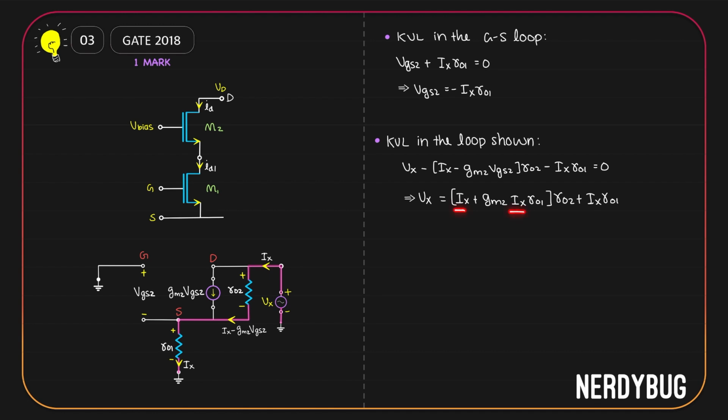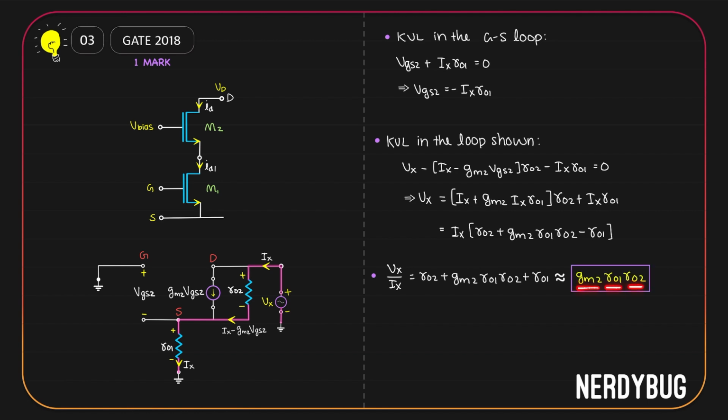We have Ix in all the terms on the right hand side, so that can be written as Ix multiplied by (ro2 plus gm2 ro1 ro2 plus ro1). What we want is Vx by Ix. From here, we can easily write it is ro2 plus gm2 ro1 ro2 plus ro1. Here, gm2 multiplied by ro1 multiplied by ro2 will be a huge value when compared with ro2 plus ro1. So we can say this is approximately equal to just gm2 ro1 ro2, or the output resistance of the entire circuit ro is approximately equal to gm2 ro1 ro2.